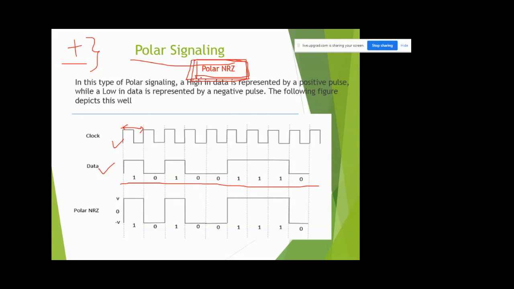Now let's see what the polar NRZ is. Polar NRZ means both the polarity, positive and negative. For bit 1, this is the timeline I can draw. Both the polarity here: it is positive voltage for bit 1, and for bit 0 it is negative voltage. Simple. Again, for bit 1 it's a positive voltage, and for bit 0 negative voltage. So this is polar NRZ.